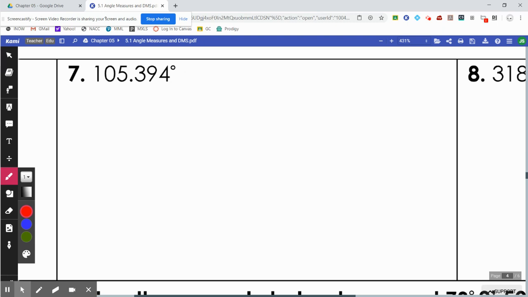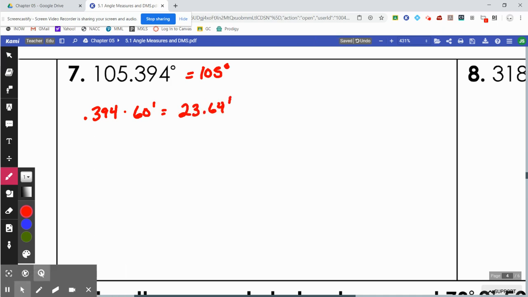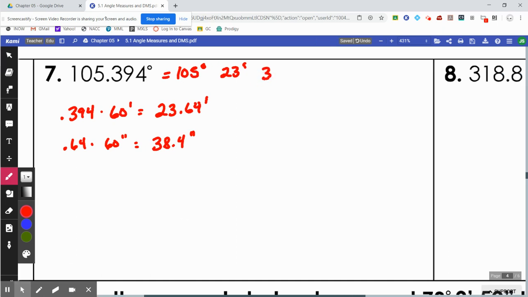Again, you have 105 full degrees. The 0.394 is your remnant or your leftover, and that'd be 0.394 of another degree, which is 60 minutes. So let's multiply and see what we get. That's 23.64 minutes. So we're going to take our 23 minutes, take the leftover 0.64, multiply it by 60 seconds, and you get 38.4 seconds. And again, we're just going to round that down to 38 seconds.